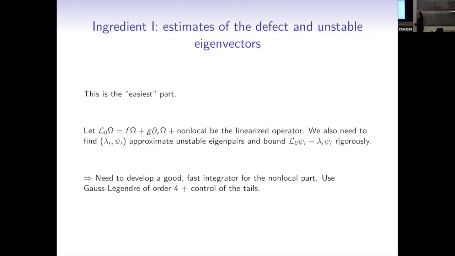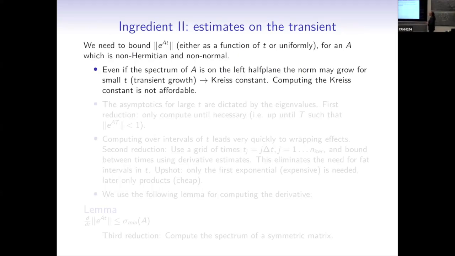You also have to do kind of a similar thing for the defect. But in general, we had to develop a good integrator, which was fast, and also took care of the tails. We accomplished that by using a Gaussian quadrature of order 4, and then control of the tails by asymptotically expanding that. Ingredient 2, as I said before, the linear operator is not self-adjoint.